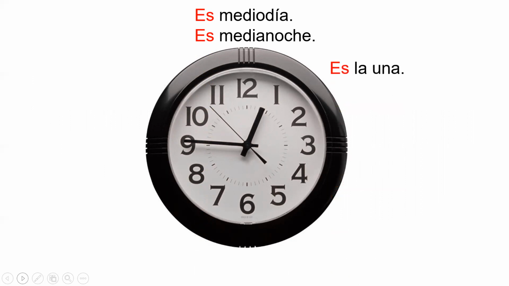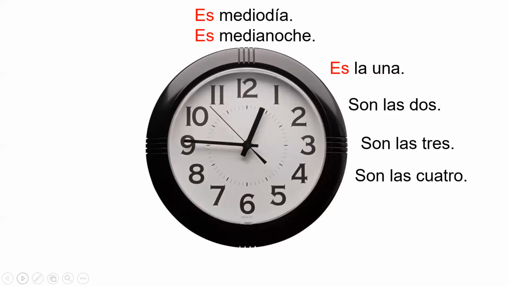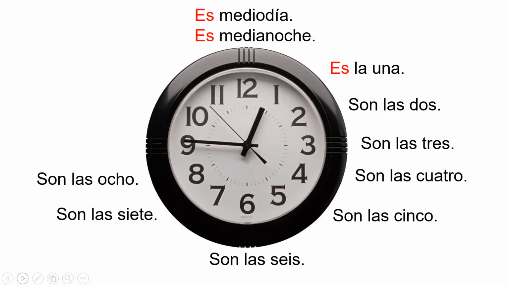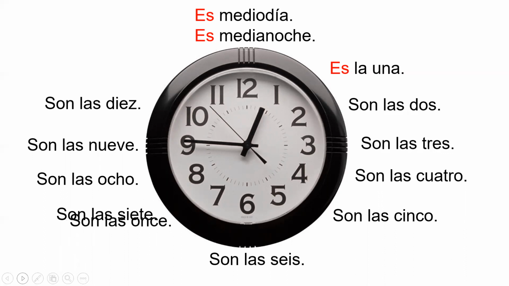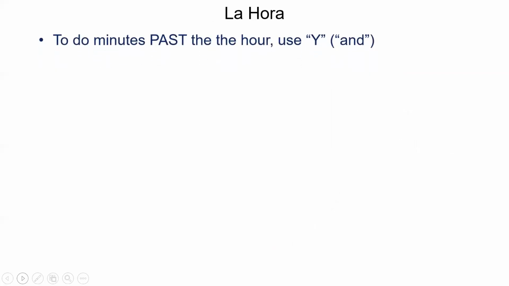Now let's work our way around the clock, trying the Spanish after me. Es la una. Son las dos. Son las tres. Son las cuatro. Son las cinco. Son las seis. Can you take the rest of the clock up? Son las siete. Son las ocho. Son las nueve. Son las diez. Son las once. Fantastic.